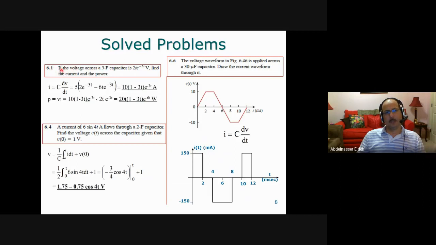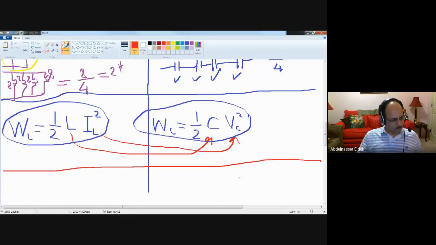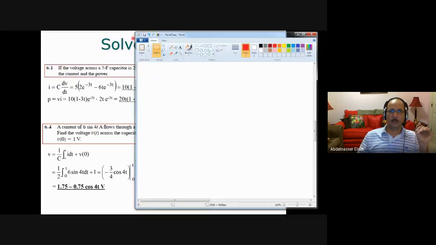So for the first question here, if you have a voltage across the 5 farad capacitor, this is the voltage. We need to find the current and power. So all you have to do here is apply the equation for the capacitor. Let me do it here.